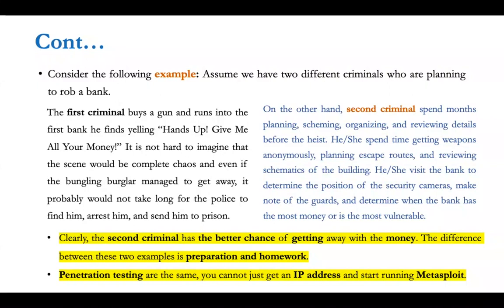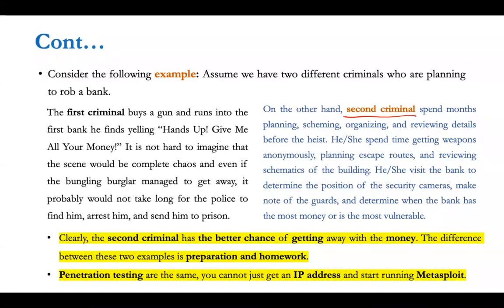Contrast this with nearly every Hollywood movie in existence today, in the second case, where the criminals spend months planning, scheming, organizing, and reviewing details before the heist.